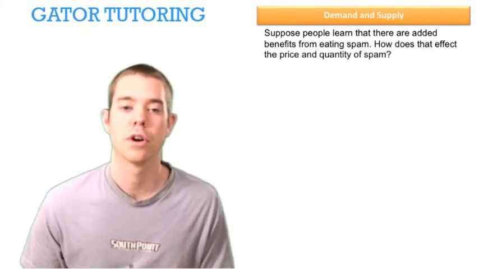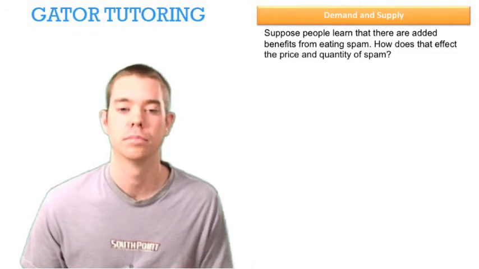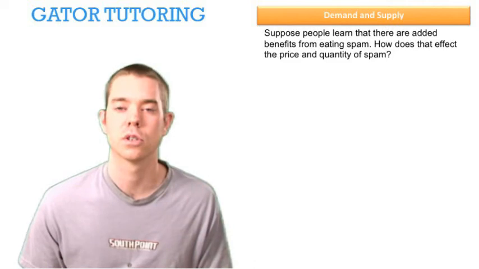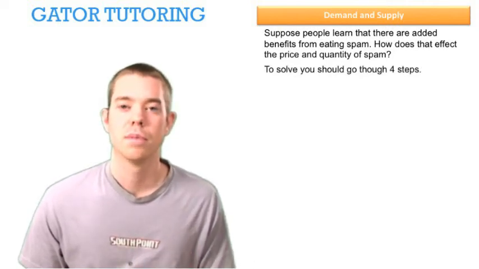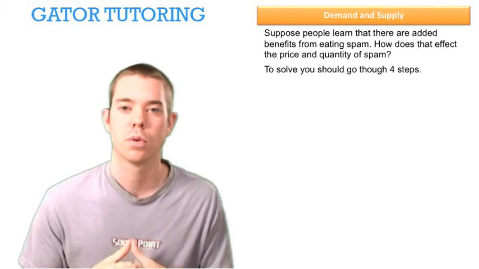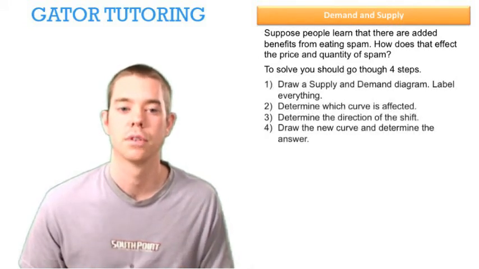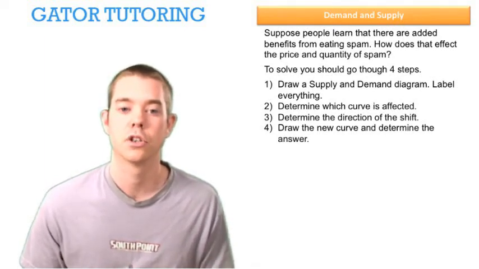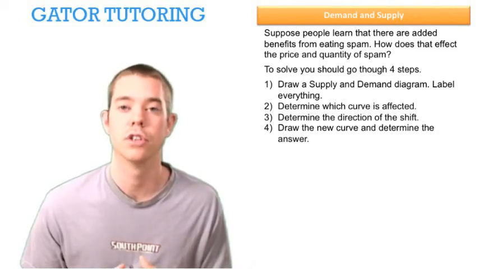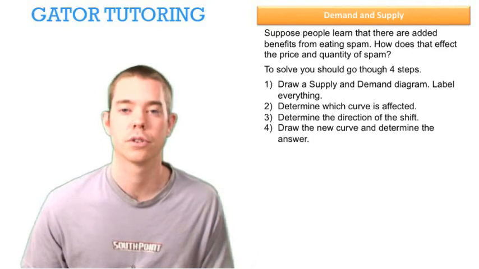Suppose people learn that there are added benefits from eating Spam. Highly unlikely, but just suppose. So how does that affect the price and quantity of Spam? Well, we should have talked about this last time, but we'll talk about it now. To solve these kind of questions, you want to go through 4 steps. The first step, draw a supply and demand diagram and label everything. The second step, determine which curve is affected. The third step, determine the direction of the shift. And the fourth step, draw the new curve and determine the answer.